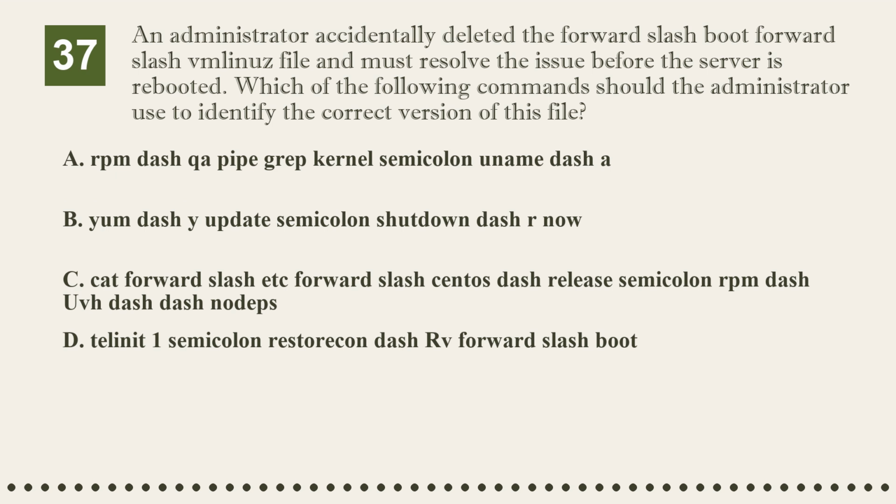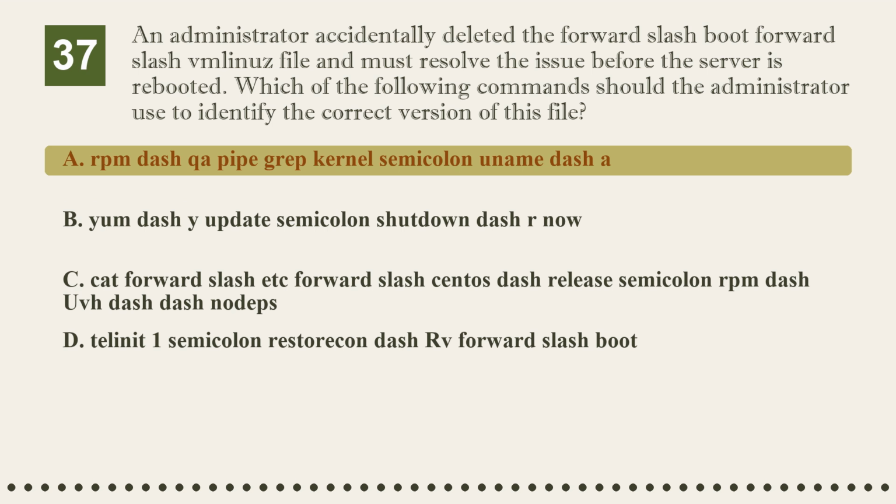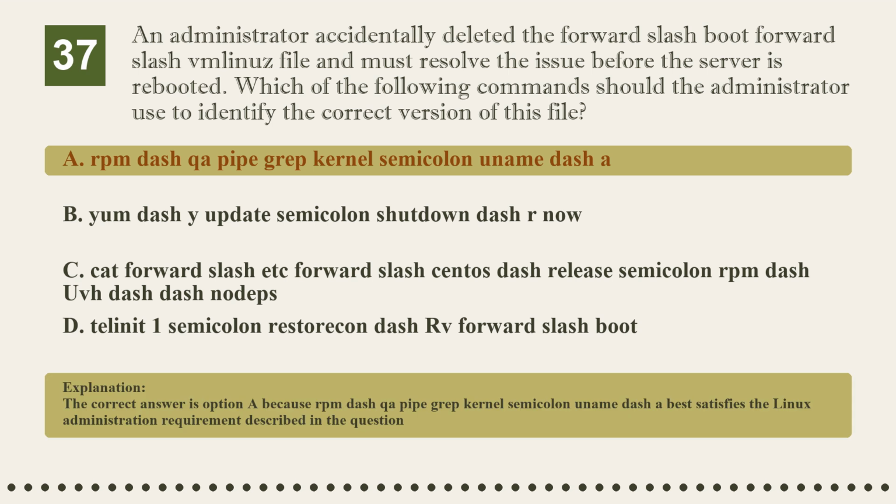Option C, cat /etc/centos-release; rpm -Va --nodeps. Option D, telnet; restorecon -Rv /boot. The correct answer is option A, rpm -qa | grep kernel; uname -a. The correct answer is option A because rpm -qa | grep kernel; uname -a best satisfies the Linux administration requirement described in the question.